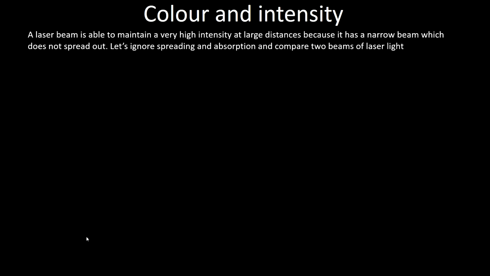So let's just look at an example of a laser beam. Now a laser beam keeps a high intensity as you get further away from it because its light doesn't spread out. That's the characteristic of a laser beam, or something like a searchlight beam as well. The light stays parallel and doesn't spread as it goes further away. So the only thing that could decrease the intensity there would be the absorption. We're going to ignore that as well and compare these two beams of laser light.